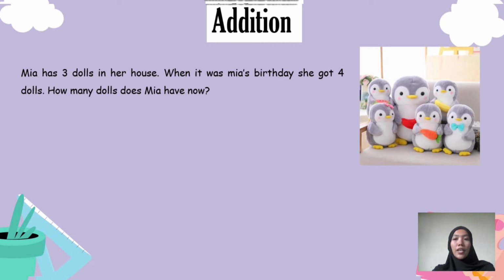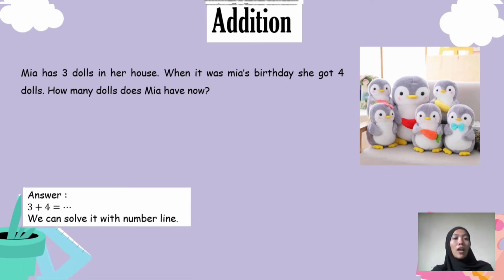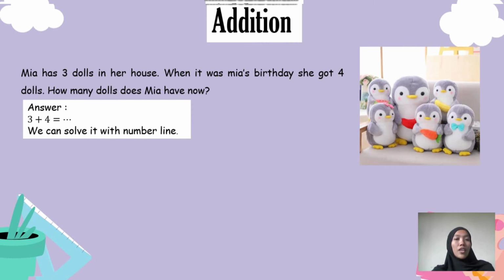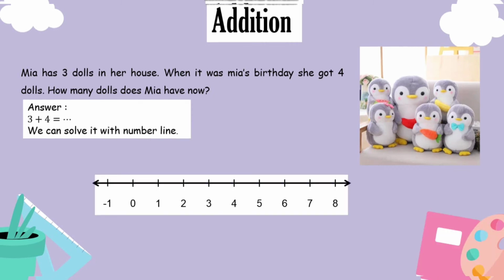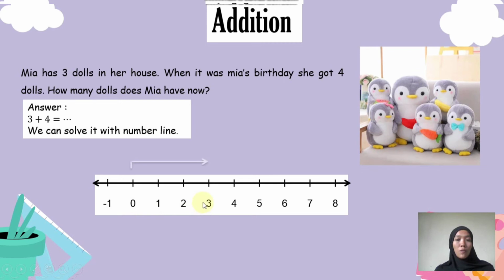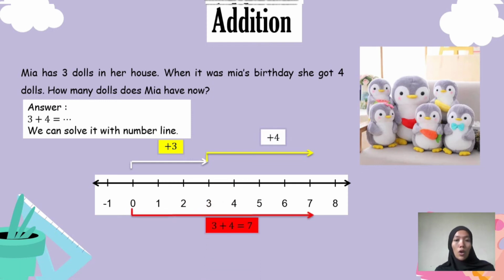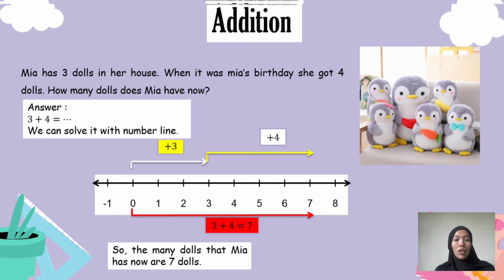For the answer to this question, we can write it again. We know that Mia has 3 dolls and got 4 dolls on her birthday. Changed to a mathematical sentence, it is to find 3 plus 4. We can solve it with a number line. Start from 0 and move 3 places to the right, and we reach positive 3. Now, move 4 places to the right from positive 3, and we reach positive 7. So, 3 plus 4 is equal to 7. So, Mia now has 7 dolls.